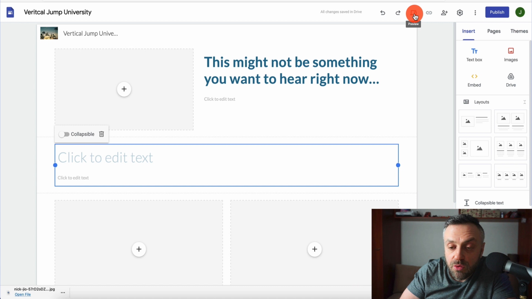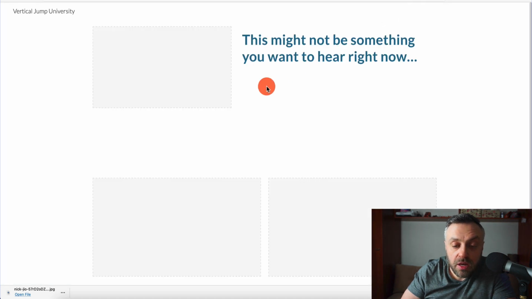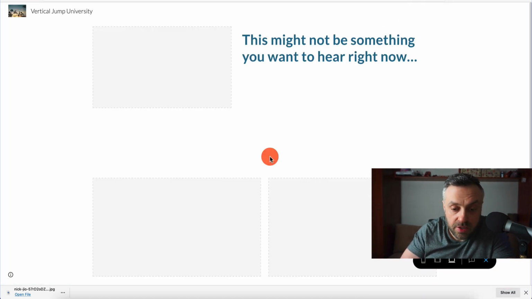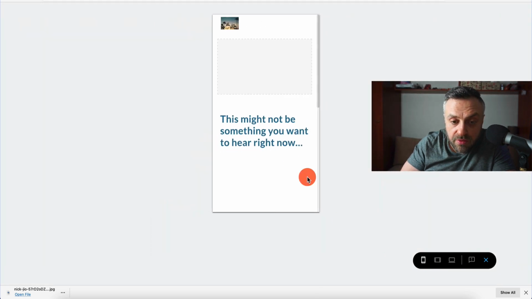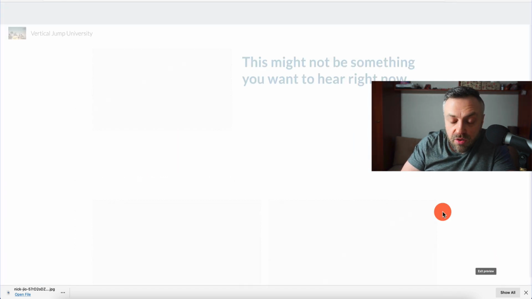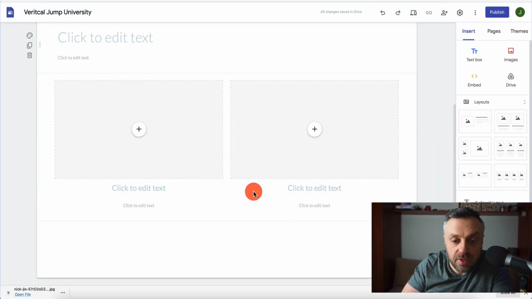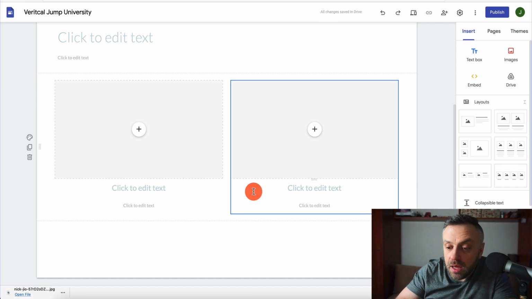You can also preview it here. You can click on preview and you can take a look at how it looks. Look at this. It looks pretty cool. I can preview it on a tablet. I can preview it on a phone. It's responsive and it looks really good on all of these devices. And then you can simply finish doing it, and then it's live.